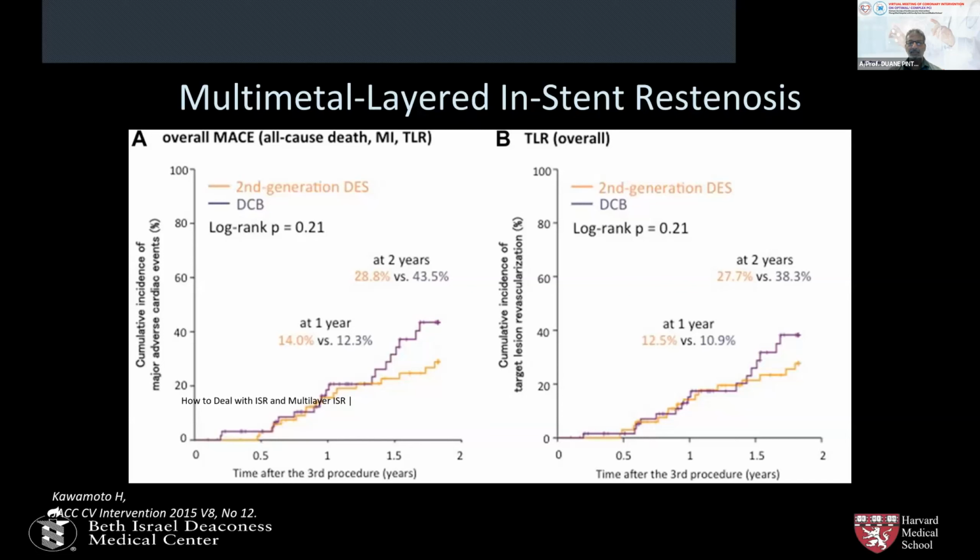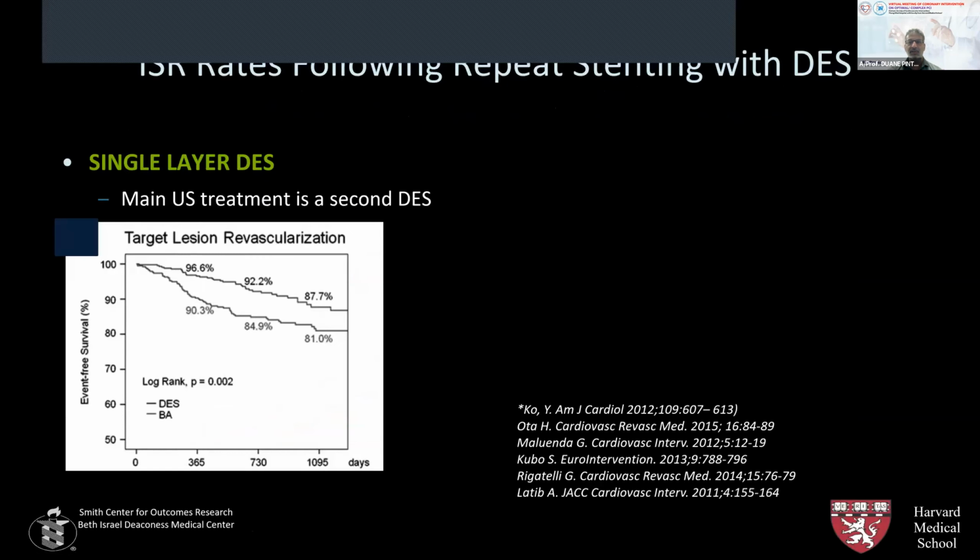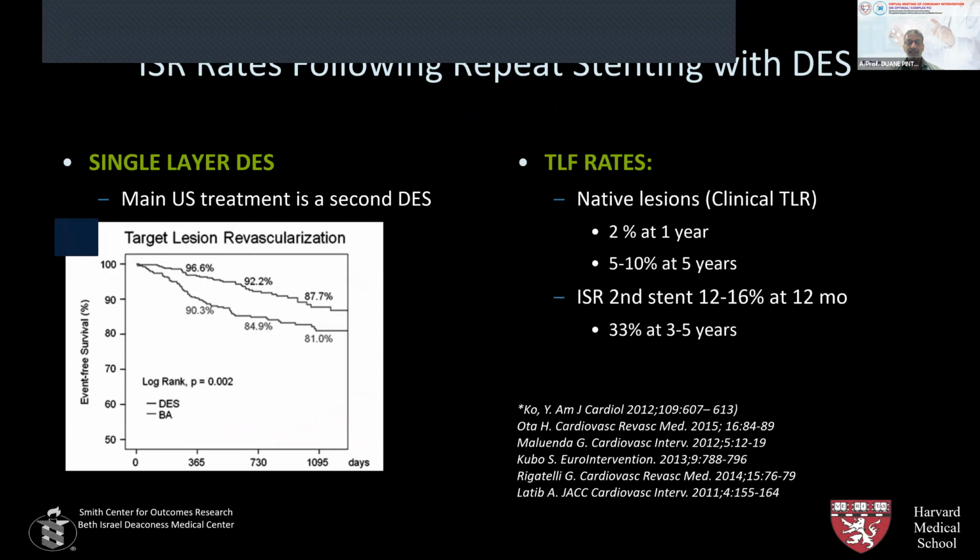But I believe that this will be completely predicated on the acute lumen gain from the PCI. But what happens if we put in a 2nd DES? If we look at the rates out to several years of single layer DES, the event-free survival is somewhere around 87%. But target failure rates for the 2nd stent are somewhere around 10 to 12% at 1 year, and 1/3 of patients at 3 to 5 years will suffer target lesion failure. So we're obviously not doing as well with 2nd layers of stent. And with a 3rd layer of stent, 25% of patients will return within 6 months.